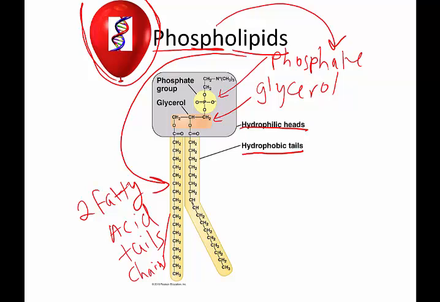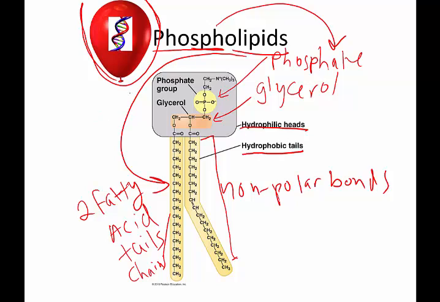So the actual fatty acid tails themselves are hydrophobic. They have lots and lots of nonpolar bonds between each of those carbon and hydrogen. If you have questions about polar versus nonpolar, I'd recommend going back to the Chapter 2 lectures where I discuss the difference between polar versus nonpolar bonds. So again, lots of nonpolar bonds here. Because there are so many nonpolar bonds, that makes part of the molecule hydrophobic.